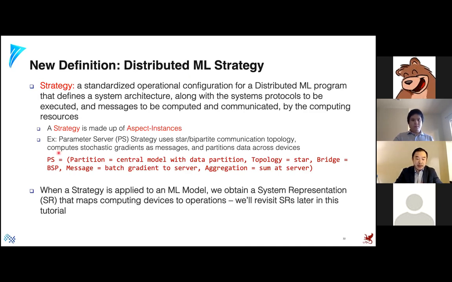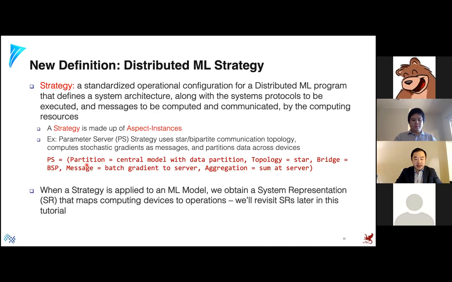So here, for example, is an instance of the parameter server strategy, which entails the following instantiations. It needs to choose a particular partition of the model, in this case a central model with a data partition. It has to settle on a particular topology, in this case a star topology. It needs to choose a bridge model. It can be a bulk synchronous parallel model, which is in the classical system, and also could be an SSP model, which I just introduced, the stale synchronous parallel model for partially bounded asynchronous communication.